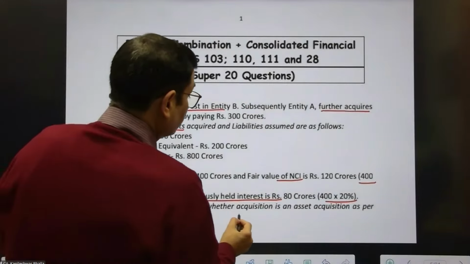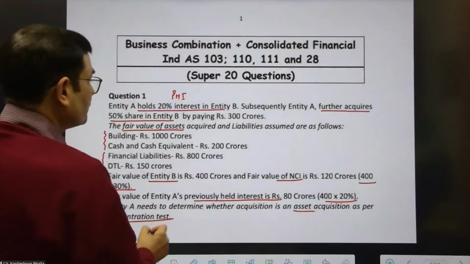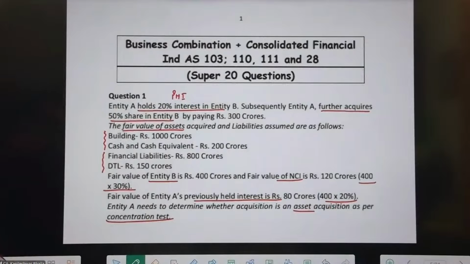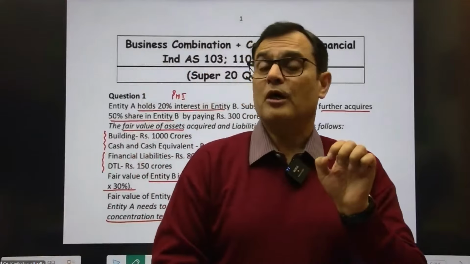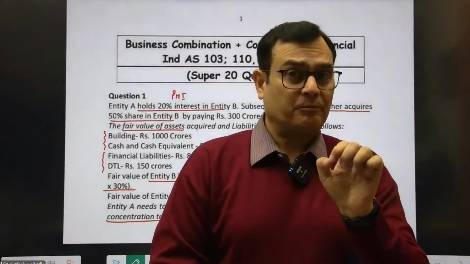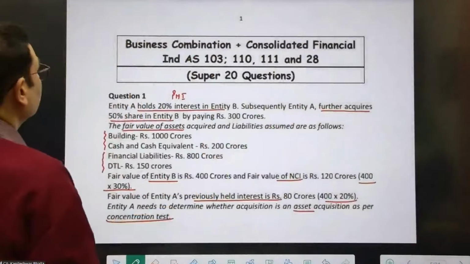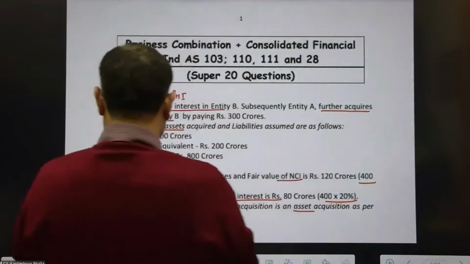Entity A needs to determine whether the acquisition is an asset acquisition as per the concentration test. So as usual, we're going to apply the three-step model. I'm going to put some questions to you. You can help me in applying the three-step model. Let's begin. I'll do it out here itself, or maybe on the side.